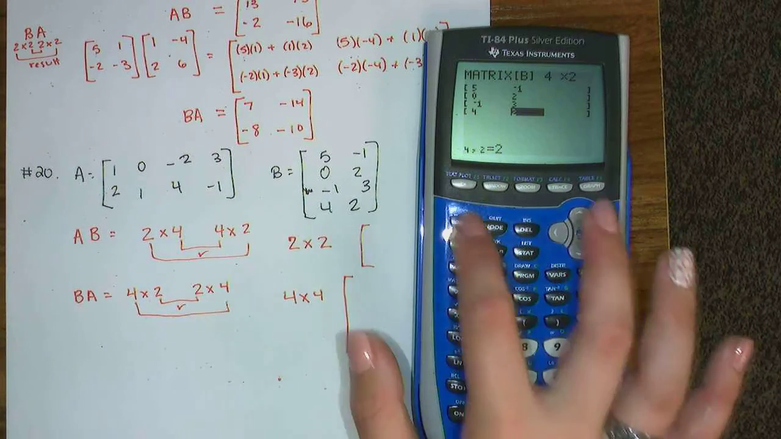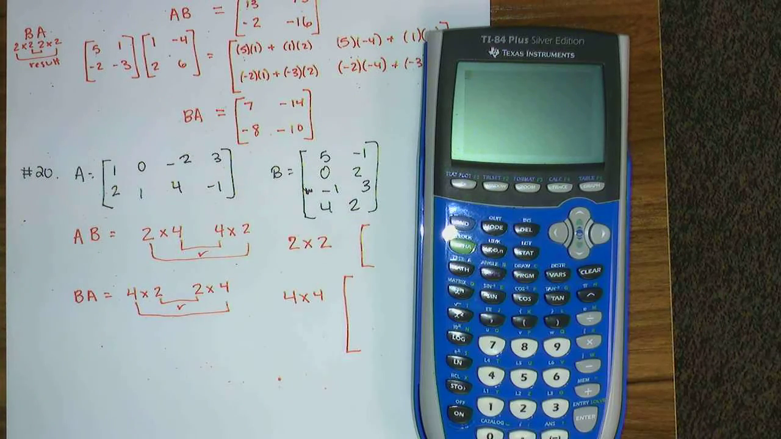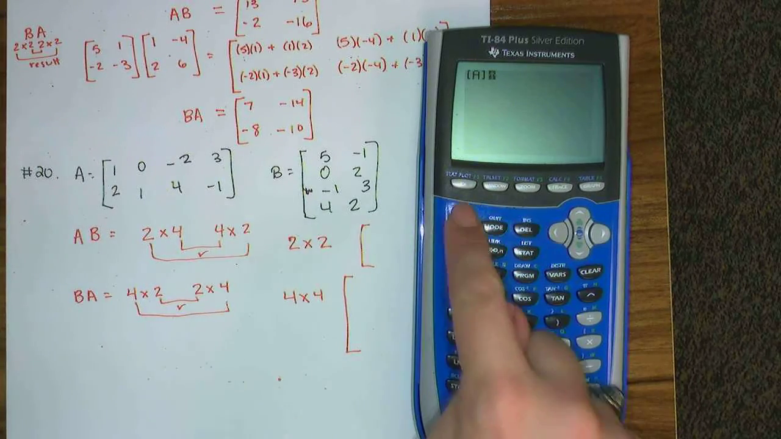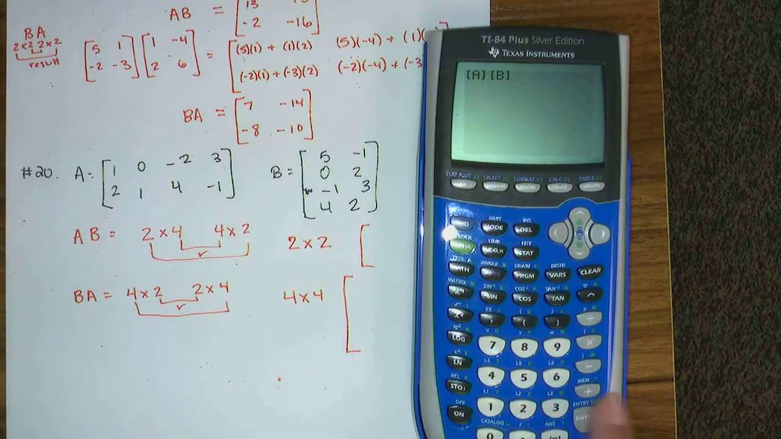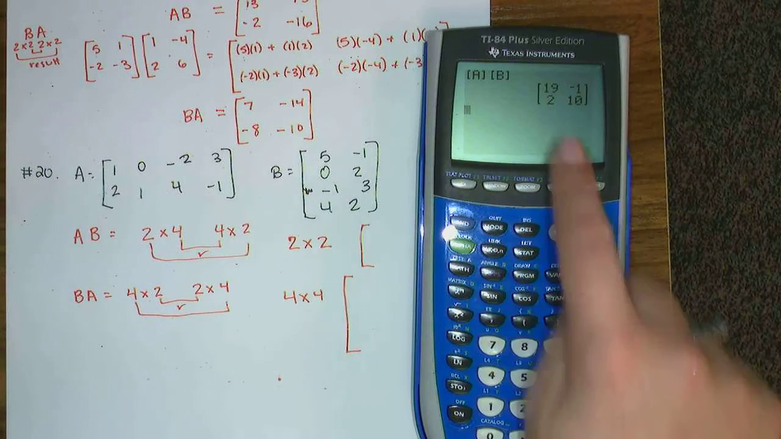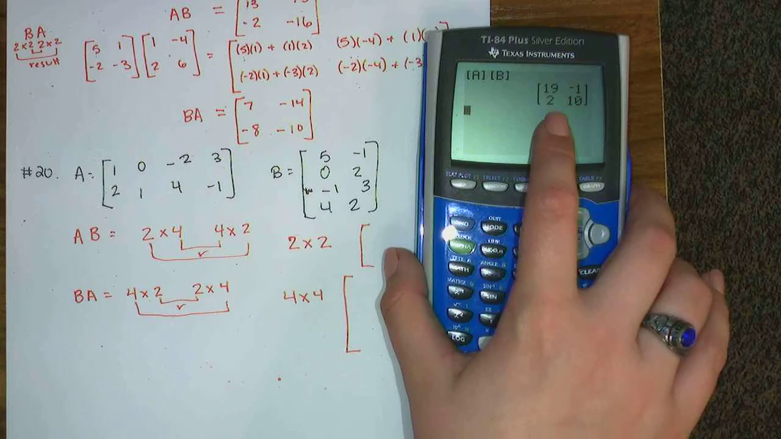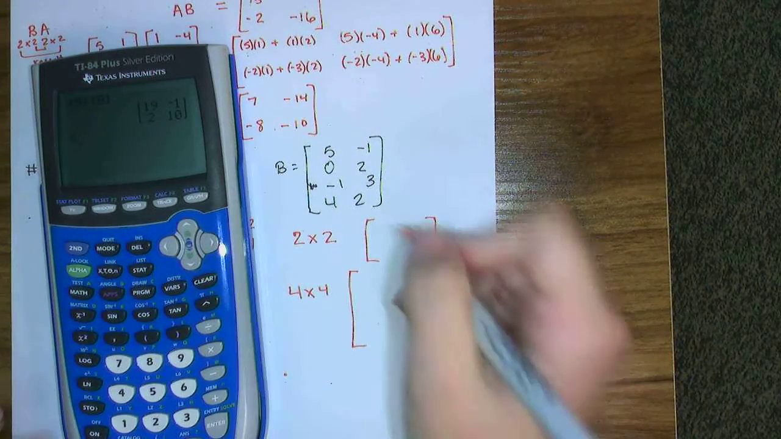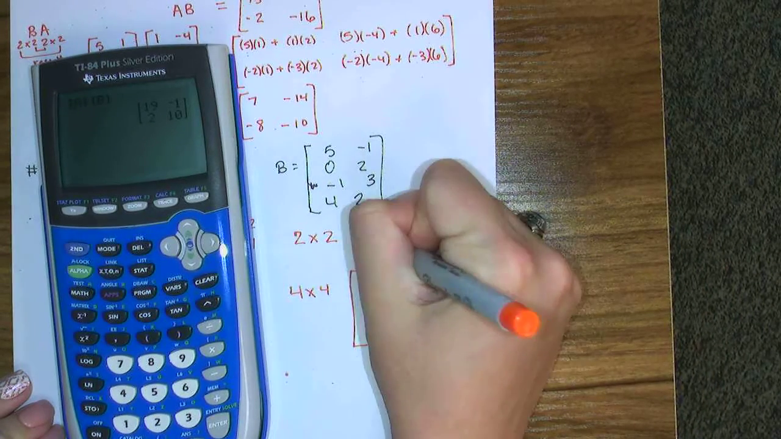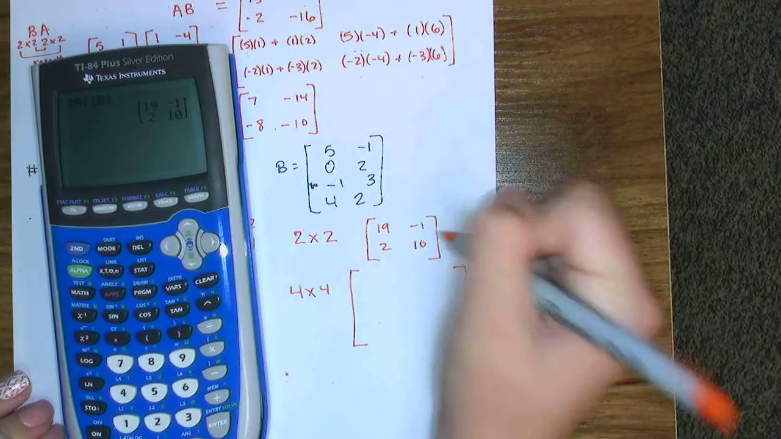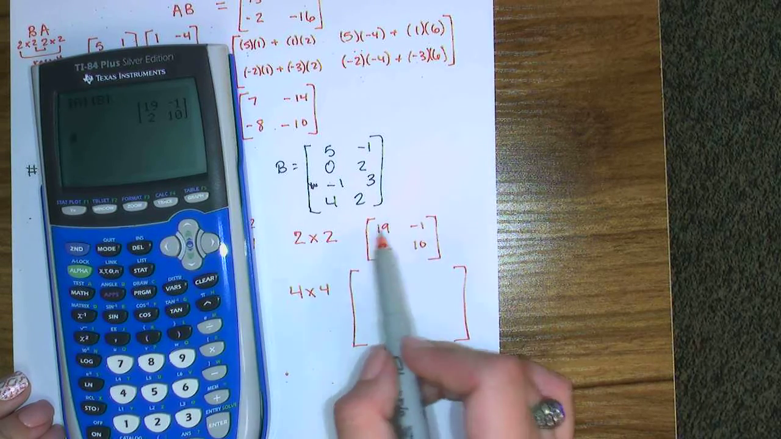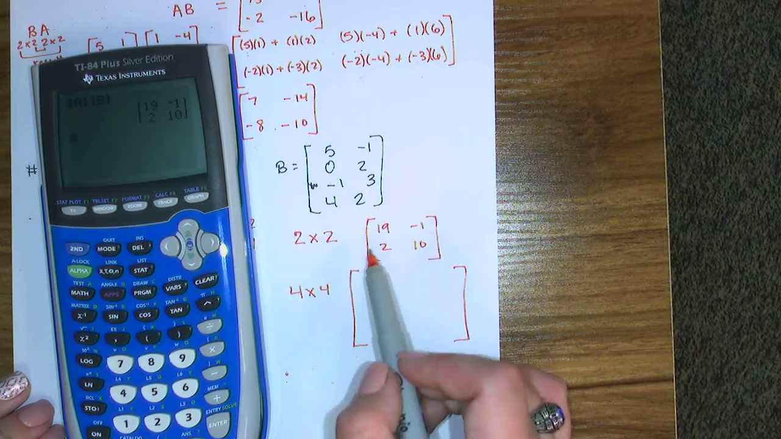Second quit. Now I want to do A times B. So second matrix, A, second matrix, B. So that did result in a 2 by 2, and it gave us 19, negative 1, 2, 10. So that's what I'm looking for here, was that you showed me that that would have been a 2 by 2, and then you actually gave me the 2 by 2 matrix.